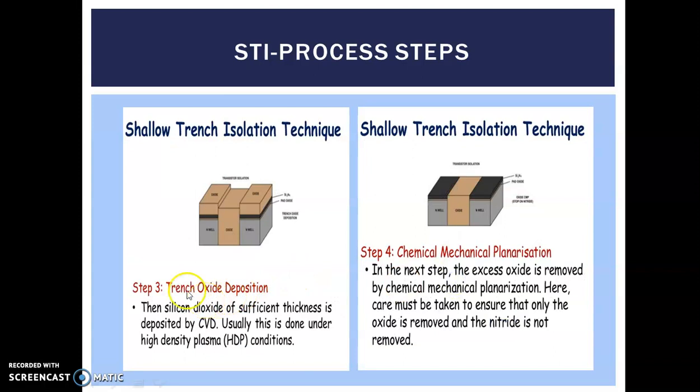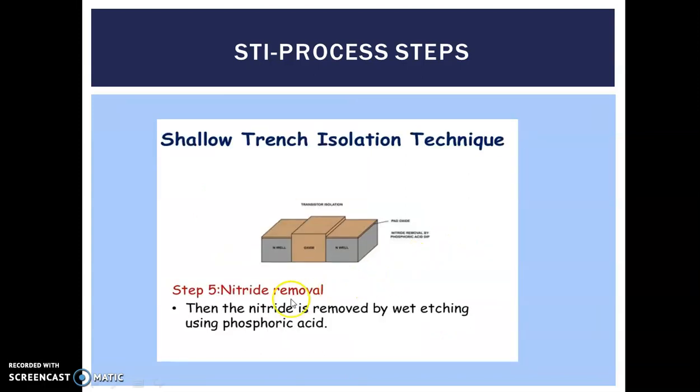In the third step, this silicon dioxide is deposited into the trench, and you can see this silicon dioxide is being deposited up to this level, and that is done under high density plasma conditions. Subsequently, in step 4, chemical mechanical planarization is done. Here care must be taken to ensure that only oxide is removed from the top and nitride is not to be removed. And subsequently, the nitride is removed by wet etching using phosphoric acid.